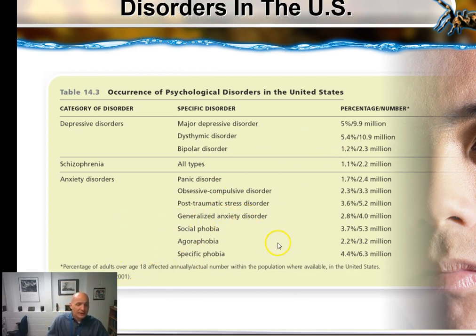PTSD, you see upticks in this after wartime events and after shooting events. So we have a lot of post-traumatic stress in our country. Now, a generalized anxiety disorder occurs when basically anxiety has no specific cause. There's no event necessarily that brings about the anxiety. It just becomes prominent. There's a social phobia, which is a fear of social situations, as well as agoraphobia, a fear of open spaces.